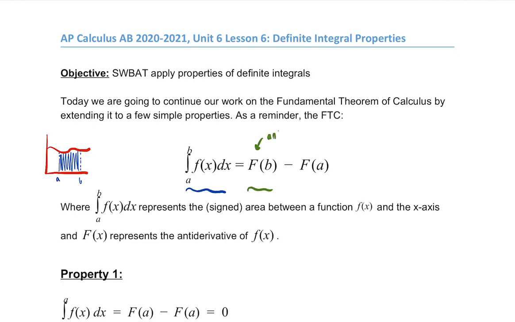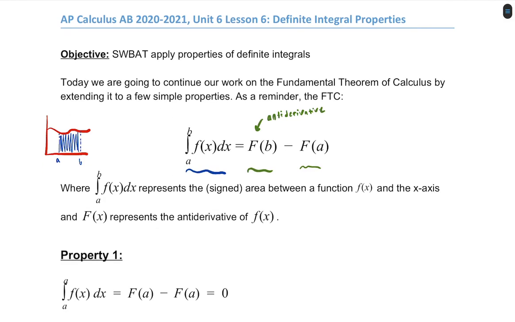So doing the reverse power rule or whatever you may need to do, taking the antiderivative and plugging in b, subtracting the antiderivative and plugging in a. And that is the fundamental theorem of calculus in a nutshell. And we're going to see how it can be used to justify a lot of these properties of the fundamental theorem. So let's go through them.